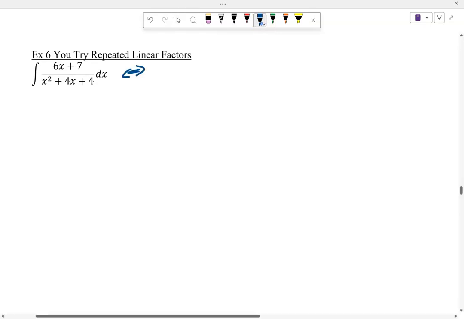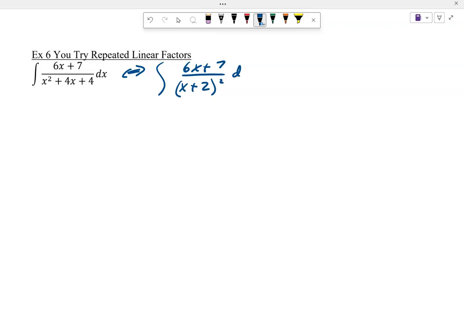In other words, if you were to factor this denominator, and by the way, notice this is not improper. Right? I got x plus 2, x plus 2. So go ahead, pause it, and set that up. Do partial fraction decomposition, see how you do.